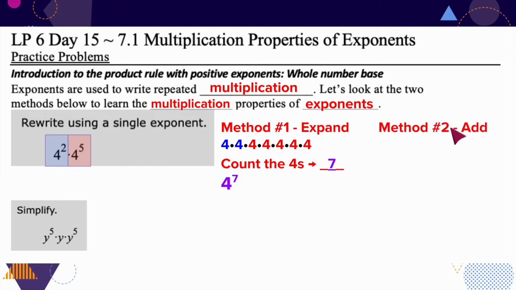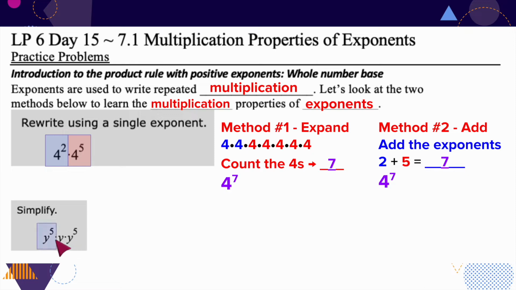Method number 2 is to add the exponents. This is actually the product rule of exponents. As long as I have the same base, I can look at the 2 exponents, 2 and 5, and add them together, and that'll be my new exponent, 4 to the 7th power. The second method is definitely one I'm going to push you toward because it's easier to apply on a regular basis than always expanding the problem. But I'll show you quite a few more expansions so you can see it happening.